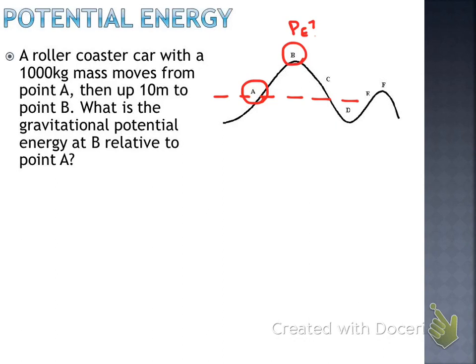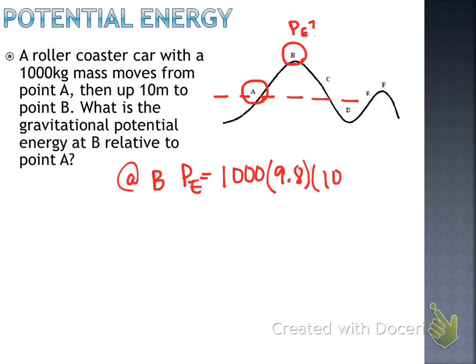Okay, so at point B, we have a mass. Our potential energy is equal to mass times 9.8 times the height. So what's the height difference between A and B? 10, right? So that's where our height comes in. Okay, and potential energy is measured in joules, just like kinetic energy. So all energy and work is joules. All power is watts.